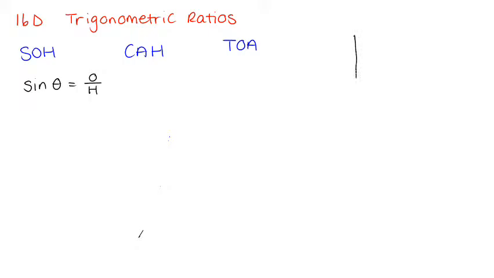Remember that it's only for what kind of triangle? Right angle. Right angle, yep. If this is our angle here, then this one is opposite, this one is adjacent, and the hypotenuse is always the longest side.